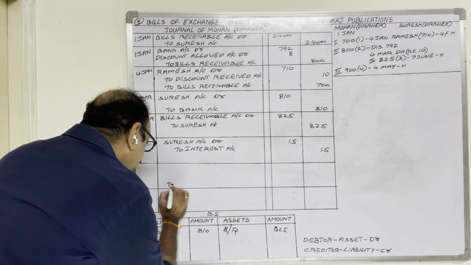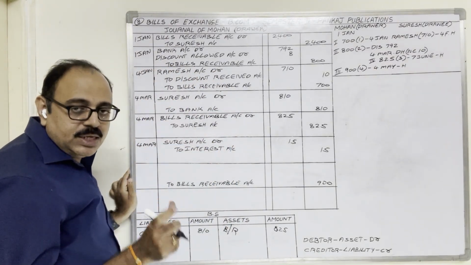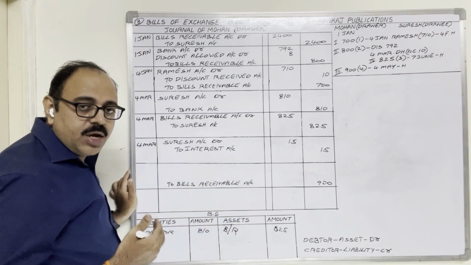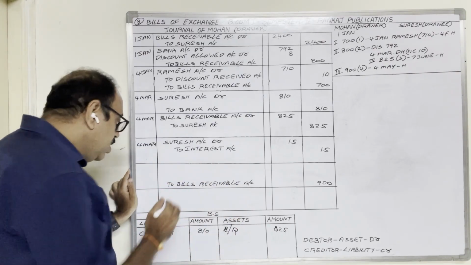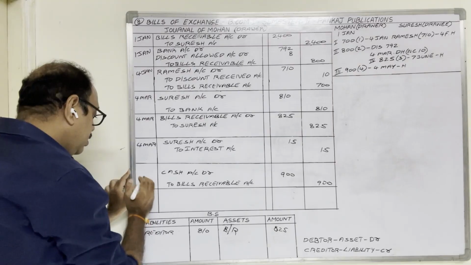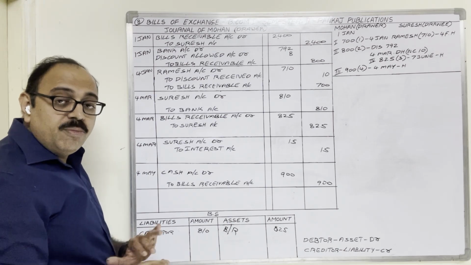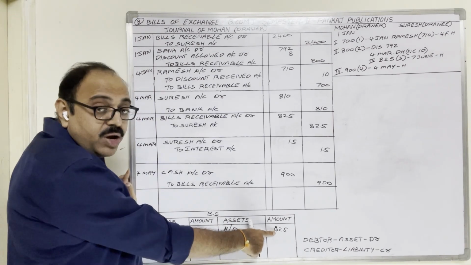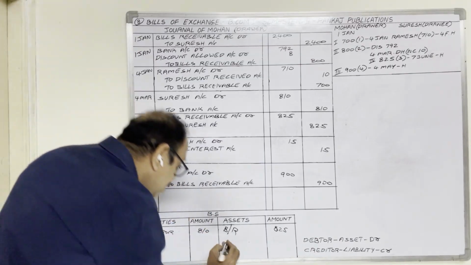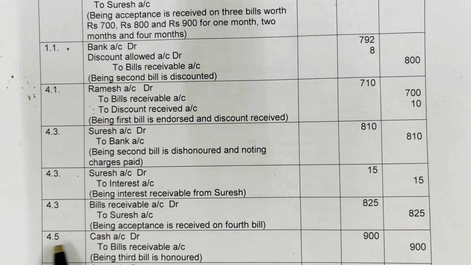Credit bills receivable with 900. 900 cash is coming from Suresh. So cash, asset, real account rule. Debit what comes in, credit what goes out. Cash is coming now. Debit cash account. 900 rupees. Date, third bill due date, 4th May. So this is the entry for honor of third bill. And what is the effect on balance sheet? Bill is cancelled, 900 worth bill. Cash, a new asset, appears with 900 rupees. 4th May, cash account debtor to bills receivable account, 900 rupees. Narration, being third bill is honored.